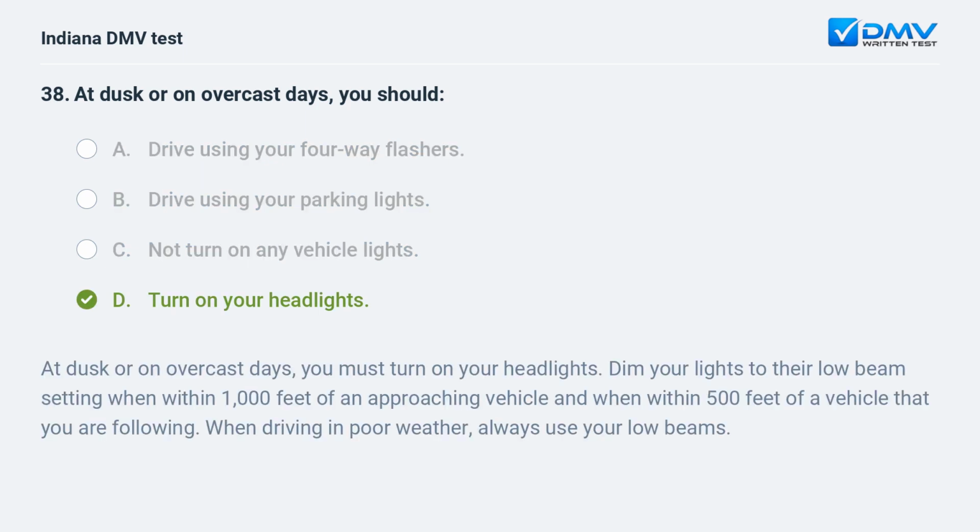D. Turn on your headlights. At dusk or on overcast days, you must turn on your headlights. Dim your lights to their low beam setting when within 1,000 feet of an approaching vehicle and when within 500 feet of a vehicle that you are following. When driving in poor weather, always use your low beams.